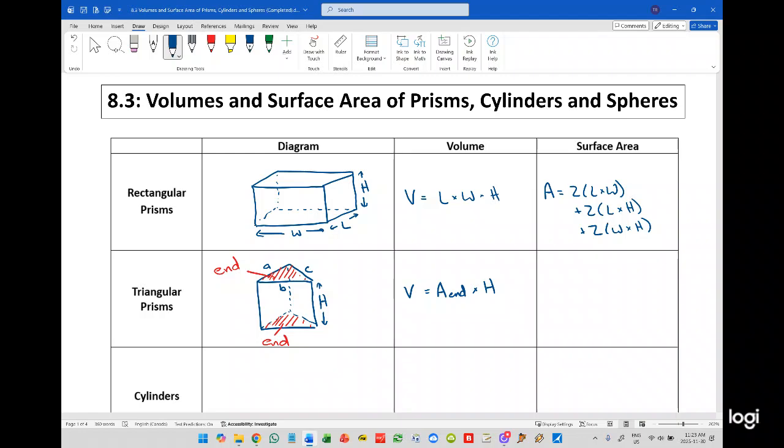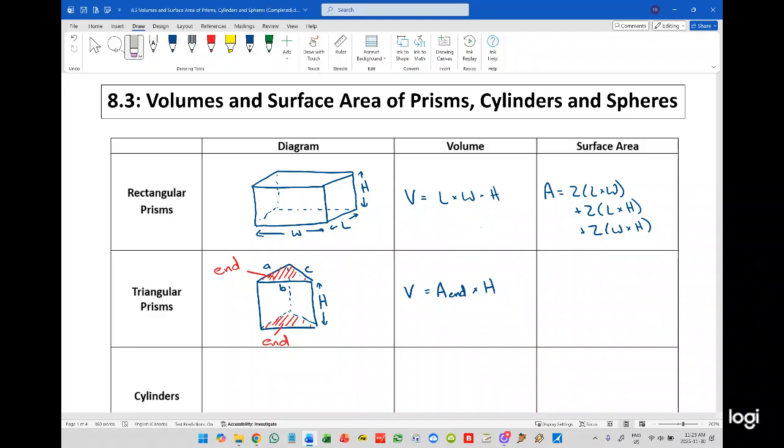And I could have actually done that one in the very first one too. You don't have to write this down. I'll erase it in just a second. But you can think of the base on this as being width times length. That's the area of the end as well. So it's still area of end times height. When it's a rectangular prism, it's just a little bit easier to think of as length times width times height. And that equation is actually universal.